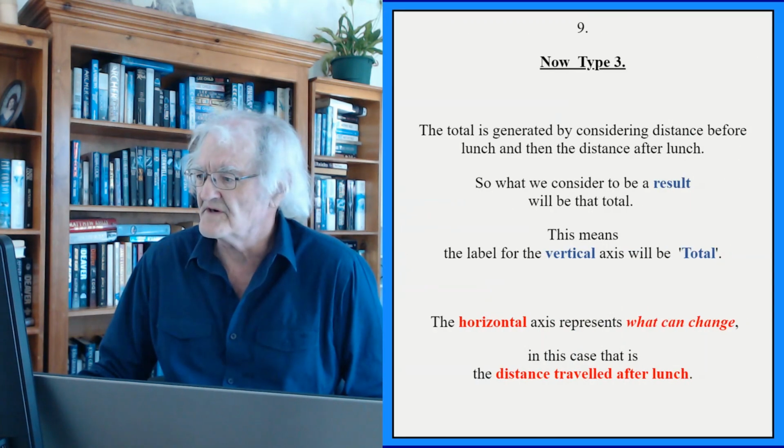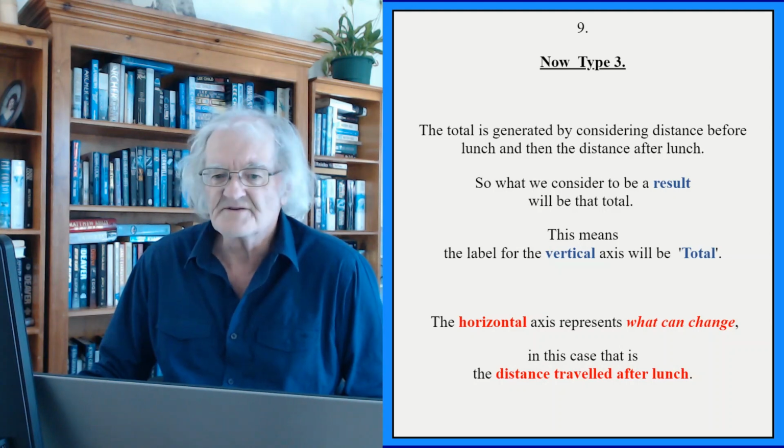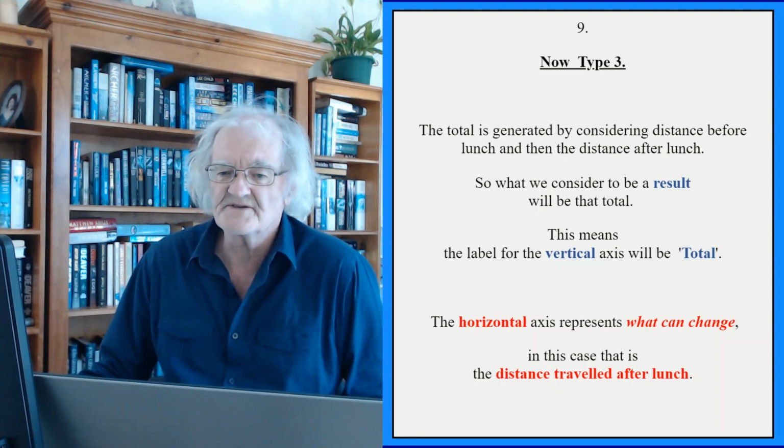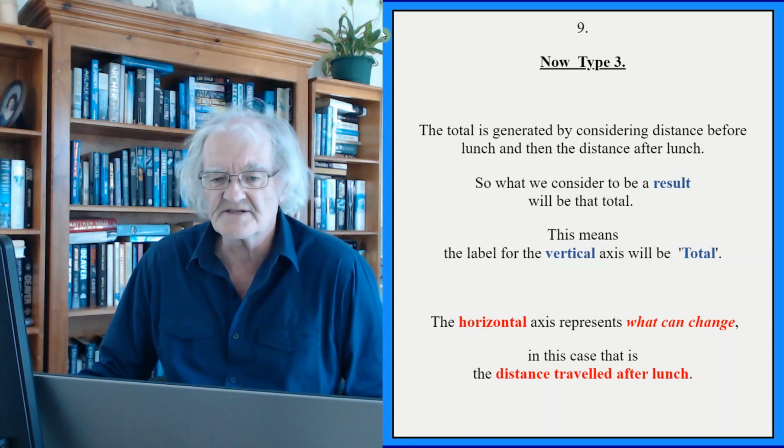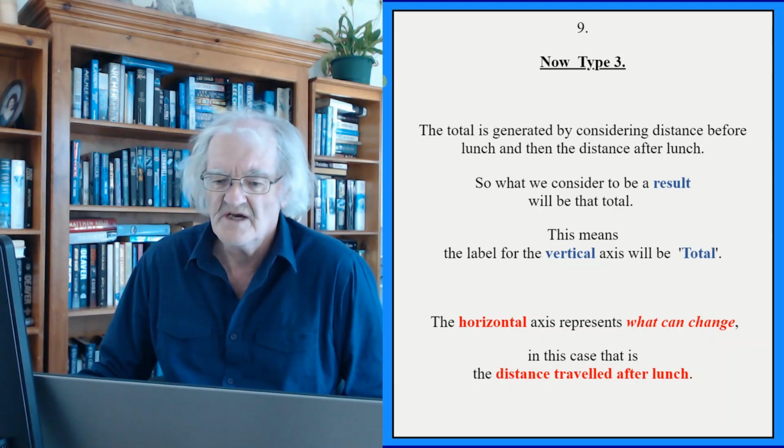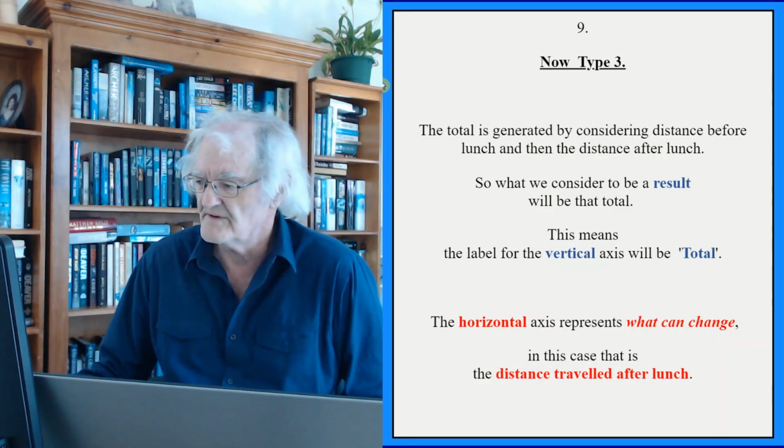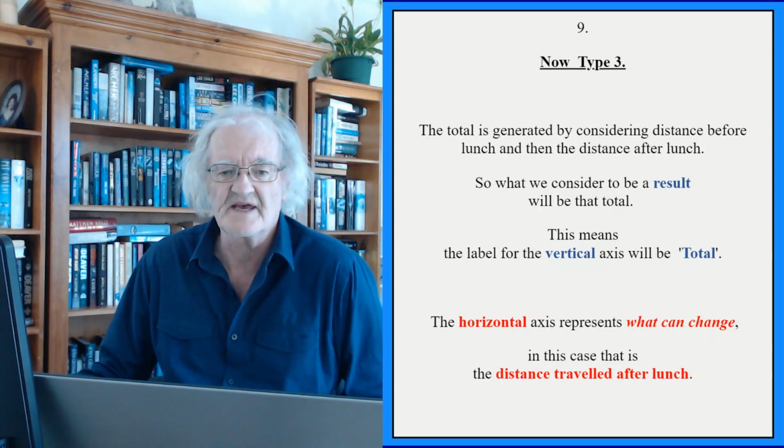Now for type 3. The total is generated by considering distance before lunch and distance after lunch. So what we consider to be a result will be that total for the day. This means the label for the vertical axis will be total distance, and the horizontal axis represents what can change, and that is the distance travelled after lunch. Remember, the distance before lunch was set.